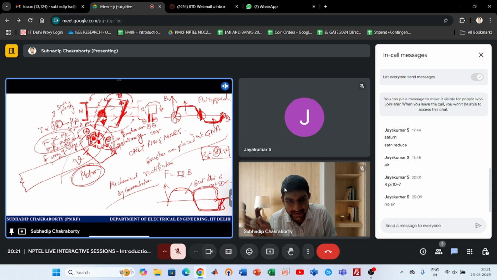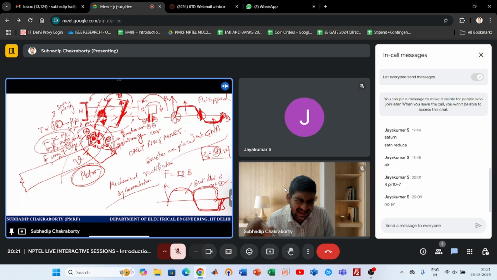Assuming that the commutator is already connected, I am talking about the brush, right? Say this brush is plus, this brush is minus, and you want the polarity to be like that only, then you have to rotate the conductor in the opposite direction. Because please understand, the generator current and motor current are in opposite directions.